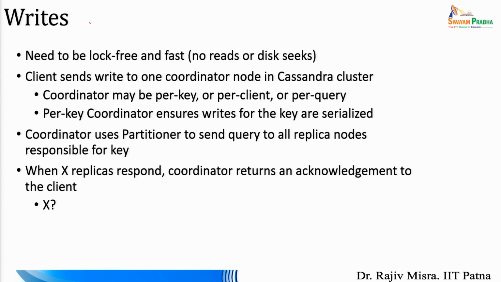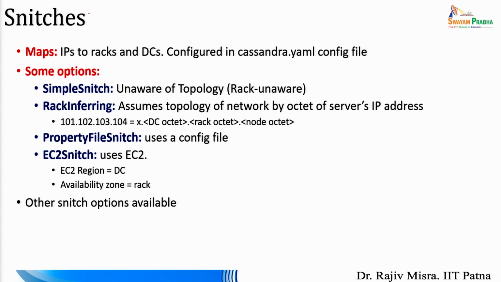Then snitches are the second important design concept in Cassandra, where the IP is mapped to the racks or data center. It is configured in the cassandra.yaml configuration file. Some of the options are simple snitch, rack inferring snitch, property file snitch, EC2 snitch, and other snitch options.